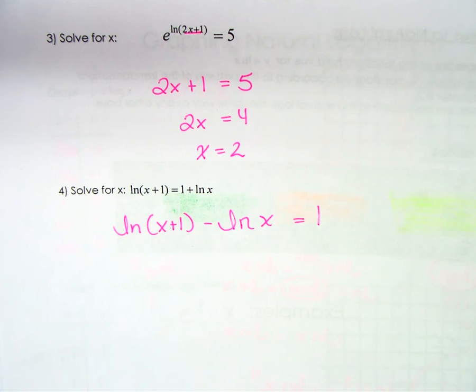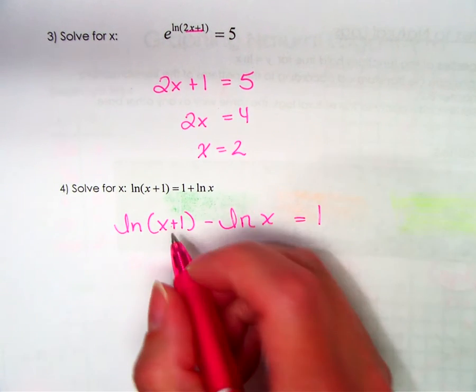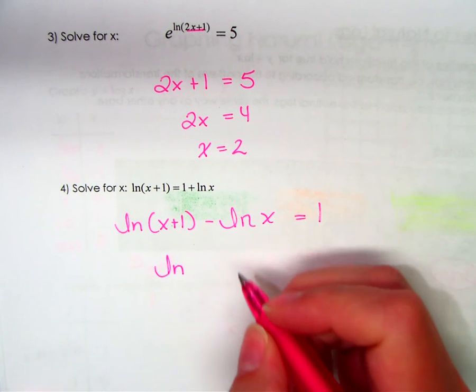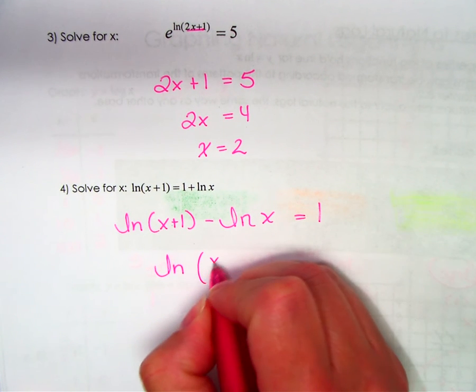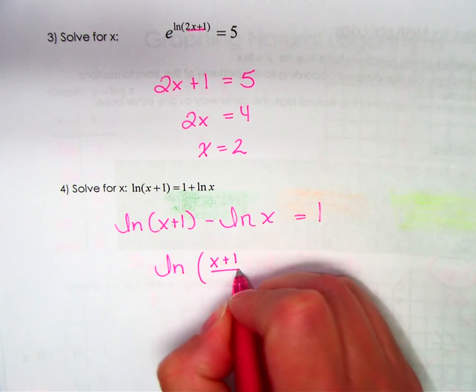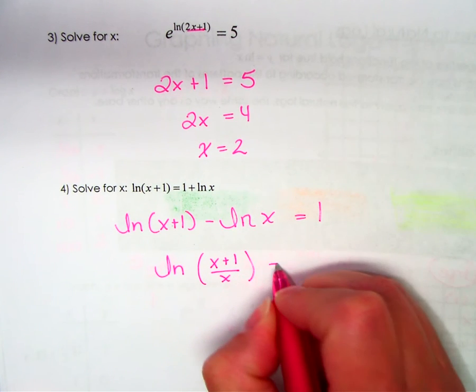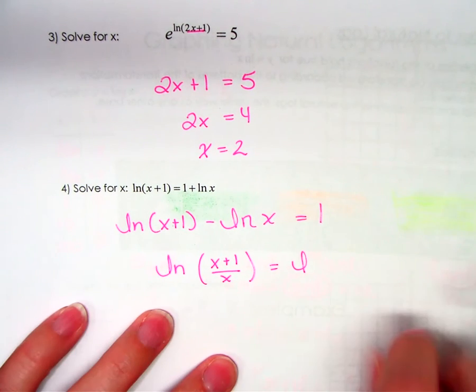I'm going to use my log laws, right? Because they have the same base. So ln and my argument will be (x + 1) over x. Oh, that's not an L, that's a 1.